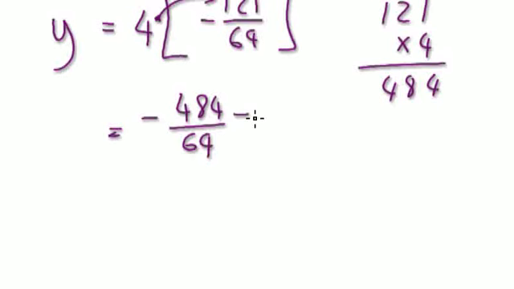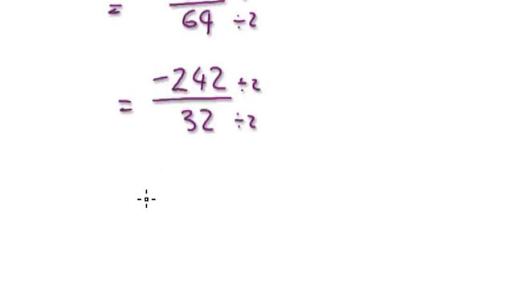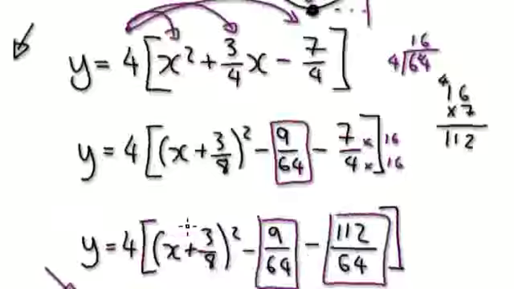Then this is an even number, so you can divide top and bottom by 2. So this will be 242, and this will be 30 plus 2, so 32. Again, it's even, so let's divide top and bottom by 2. We are just simplifying it now. So this will be minus 121 over 16. Can we simplify any more? I don't know, so I'm just going to leave it as this for the time being.